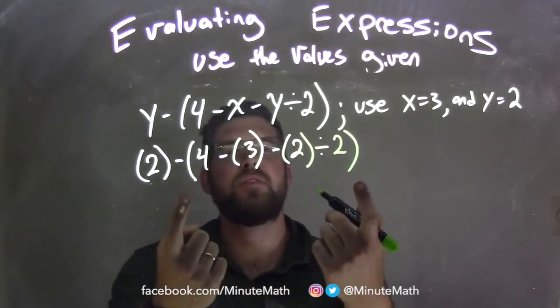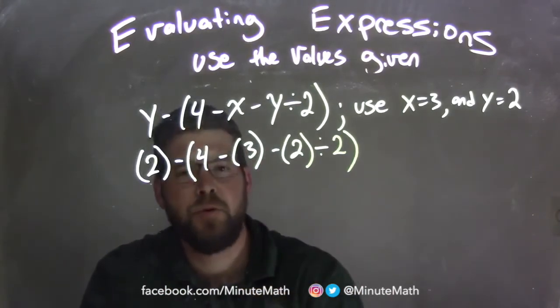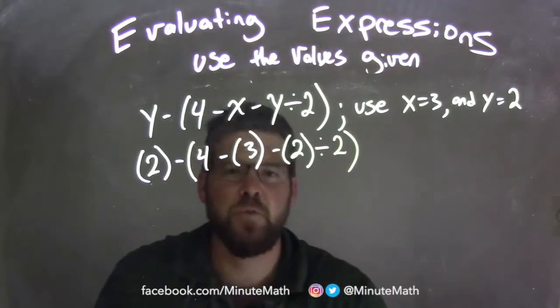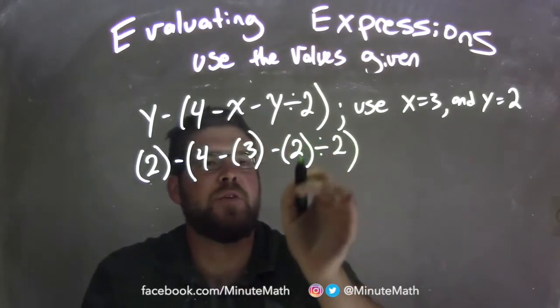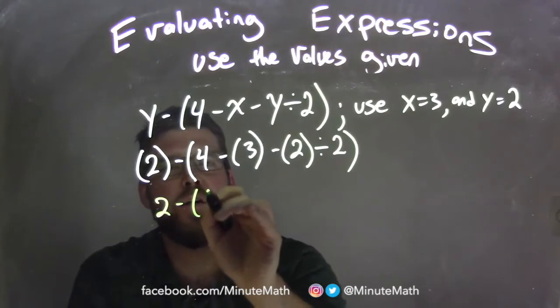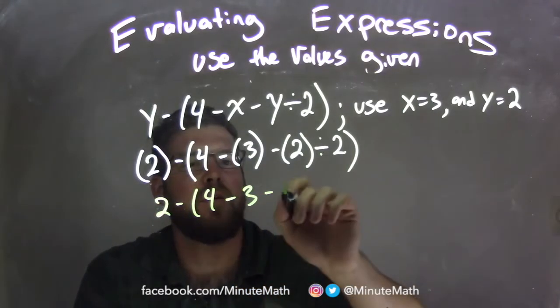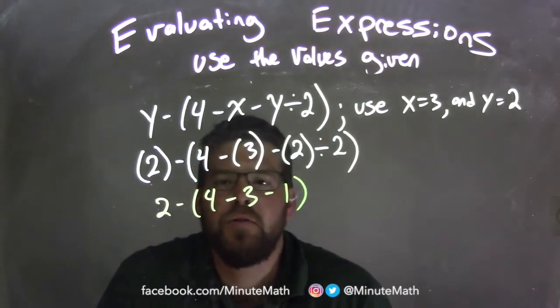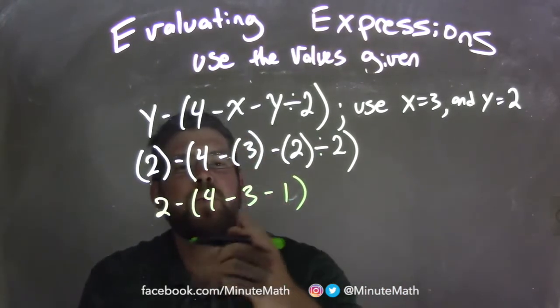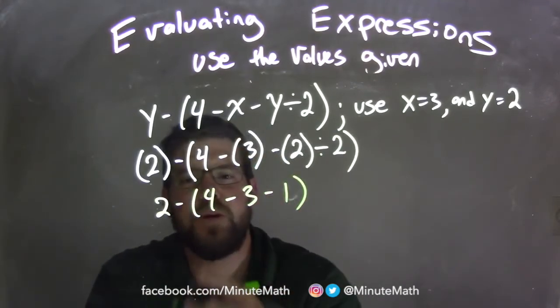So we have the big parentheses here, we need to deal with the inside, and inside, all of our numbers are separated by an operation: subtraction, subtraction, and division. So we need to deal with that division first. 2 divided by 2, which is 1. So 2 is on the outside. 4 minus 3 minus, well, let's answer that, 1. So now we need to simplify the inside. Well, 4 minus 3 comes first, right? Let's read left to right. They're all the same, so we read left to right.